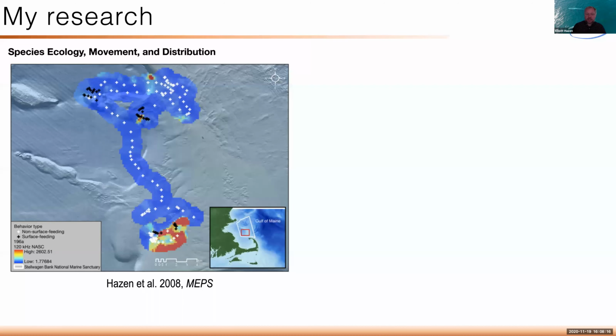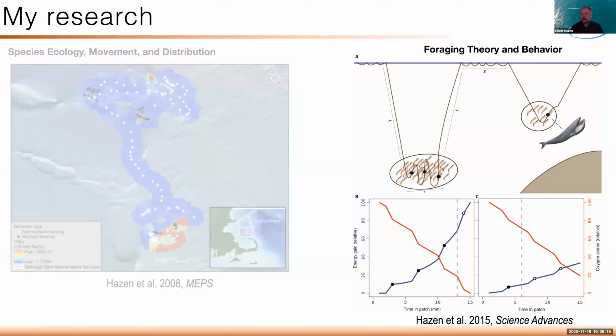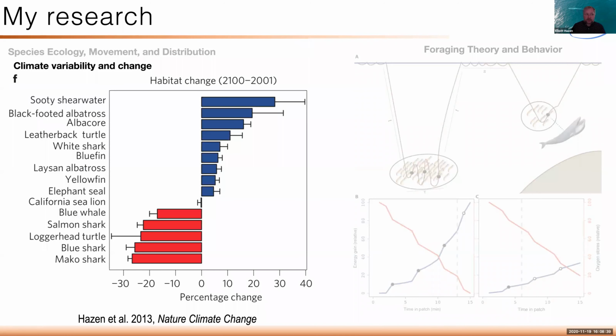I also looked at this, instead of looking horizontally, looking vertically in the water column to see what kind of trade-offs exist between oxygen stores, breath holding, and foraging when a blue whale is deciding how many lunges to take on a patch of prey. This was a 2015 paper. So a lot of the foraging theory is really why I got involved in marine science to begin with. Then climate variability and change, how we can use a lot of our understanding of the ecological relationships to predict which species are likely to gain or lose based on climate change into the future, at least gain or lose in terms of habitat in this example.